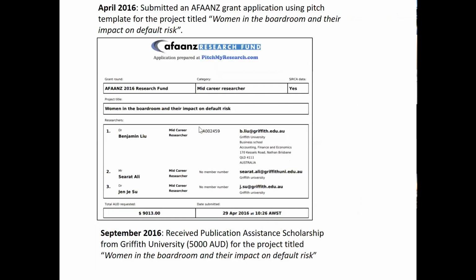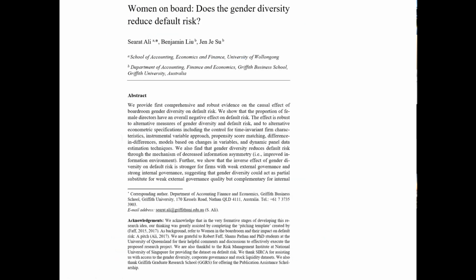This grant was unsuccessful, but I also applied for an internal grant at Griffith University, the Publication Assistant Scholarship of $5,000, for the same project. And then I was able to continue with the project. That project, the pitch research letter idea, was converted into a full paper. In the acknowledgement section of the paper, you can see I have mentioned Professor Robert's pitch template and my own pitch research letter that I prepared at the start of the project, and some other information on who gave me feedback on this project and who helped me in the data collection process as well. So pitching research definitely helps us to use the template as a map when we are preparing a full-fledged project.